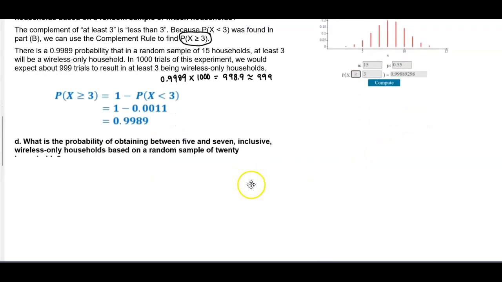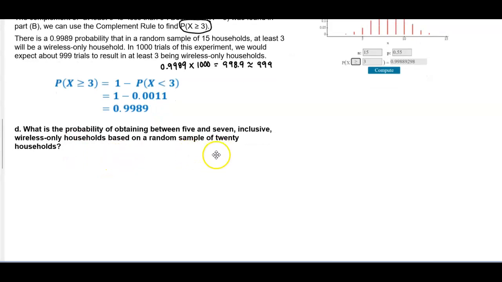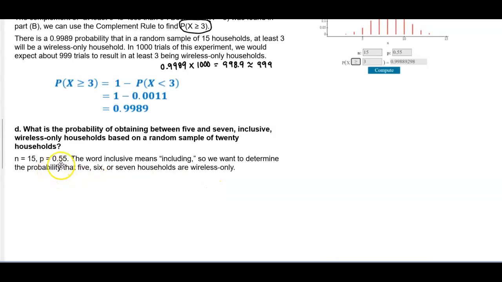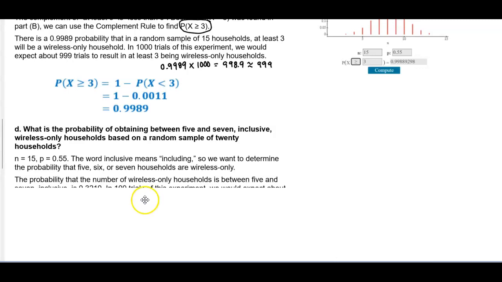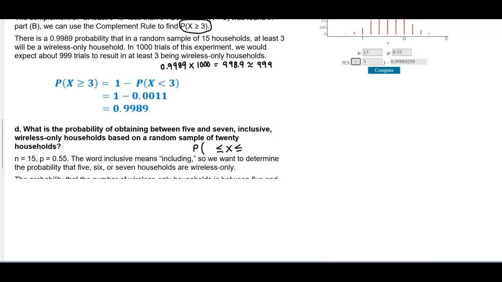And the last one, it says, what is the probability of obtaining between 5 and 7 inclusive wireless-only households based on a random sample of 20 households? Well, recall that n is equal to 15, p is equal to 0.55, and the word inclusive means including. So we want to determine the probability that 5, 6, or 7 households are wireless-only. So that means we're looking for the probability that x is between and including 5 and 7.